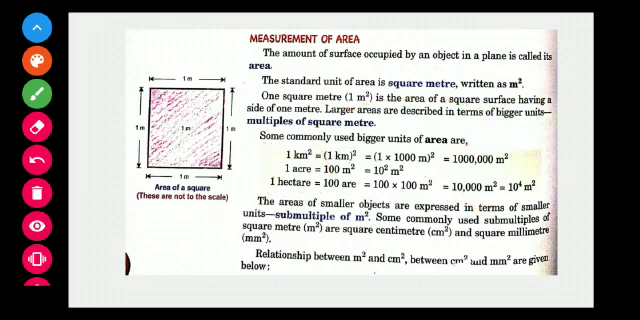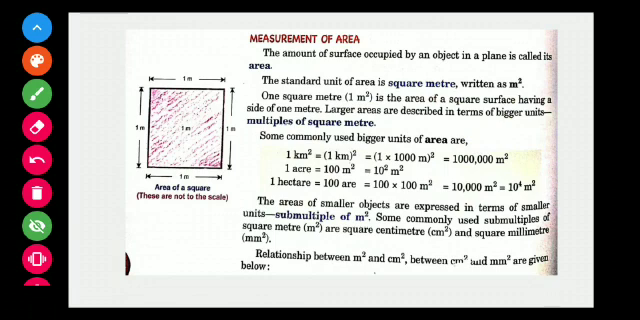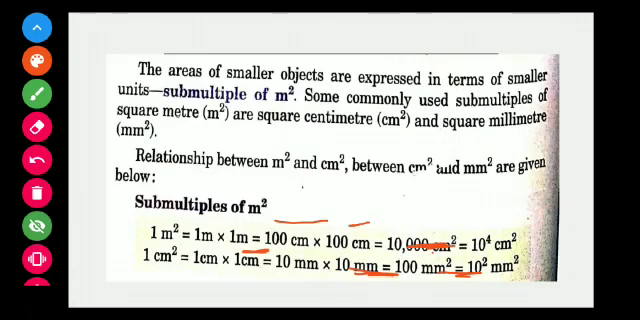The areas of smaller objects are expressed in terms of smaller units. For example, we represent small areas in centimeter square or millimeter square. That is, smaller objects are expressed in smaller units, which are sub-multiples of meter square. Centimeter square and millimeter square are sub-multiples of meter square. Now, what is the relation between meter square and centimeter square, or centimeter square and millimeter square?